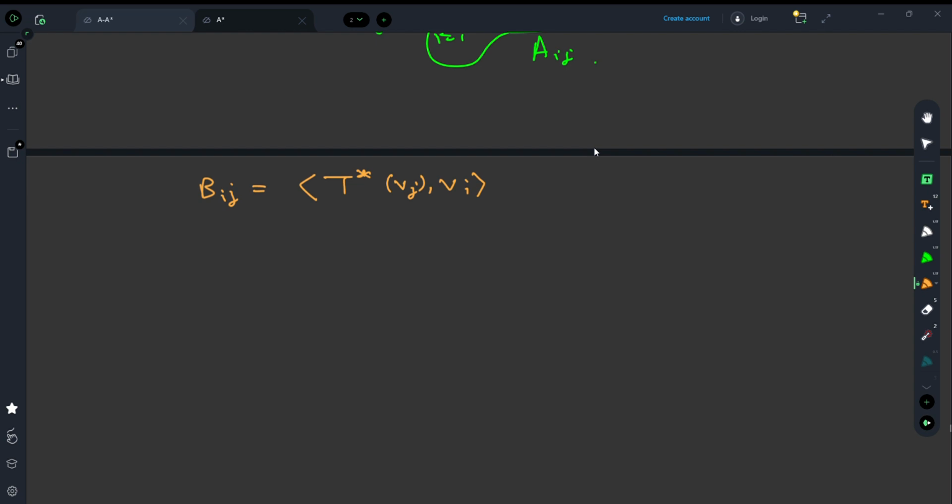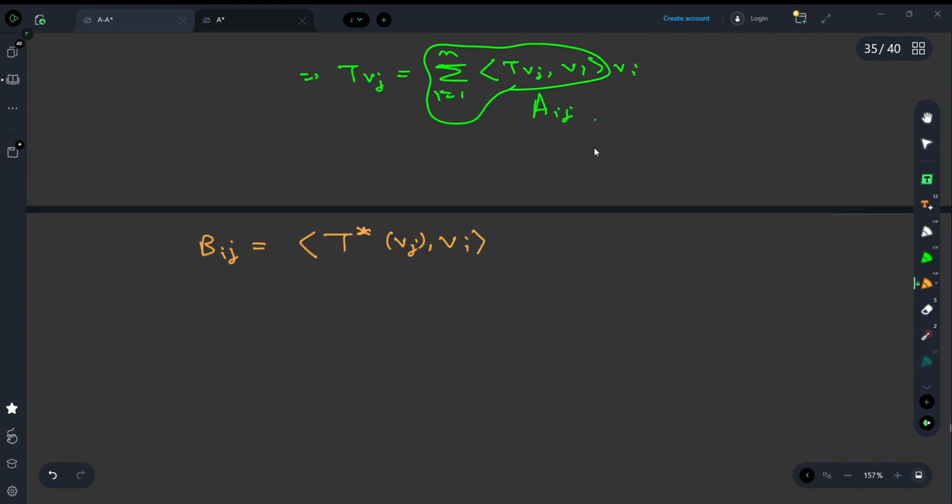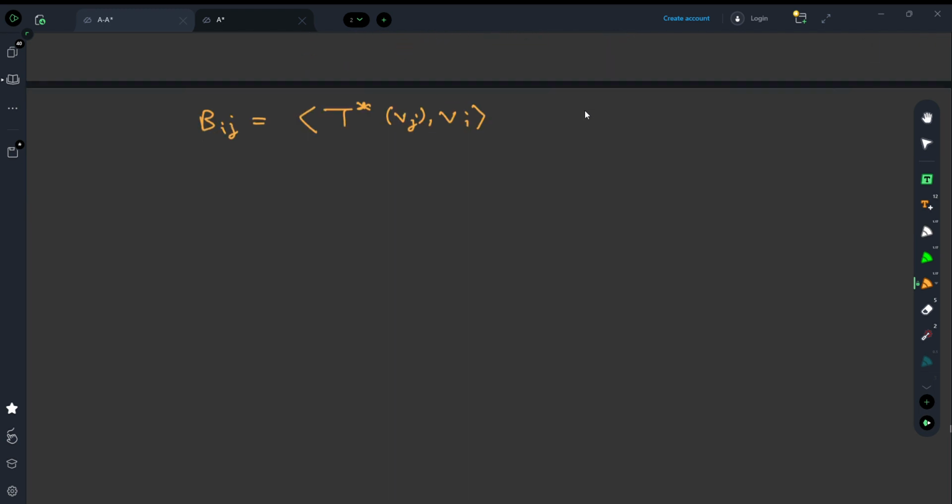So suppose I start with this representation itself, where I can write Bij to be the inner product of T star Vj with Vi. This readily comes from the matrix of T star with respect to beta. This A is assumed to be the matrix of T with respect to beta. The beta is an orthonormal basis.